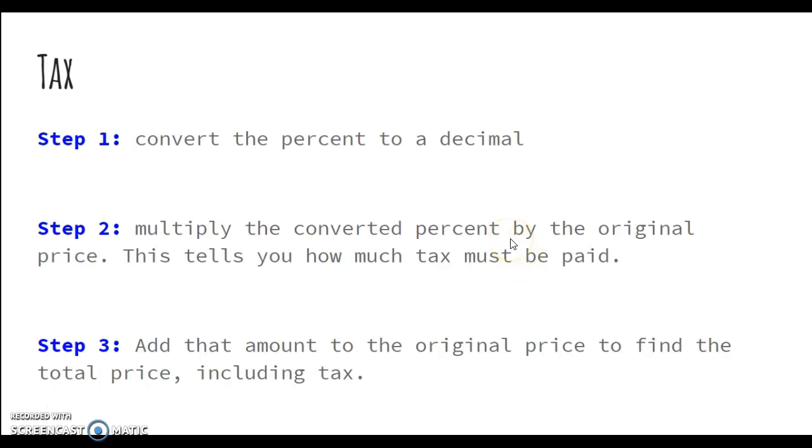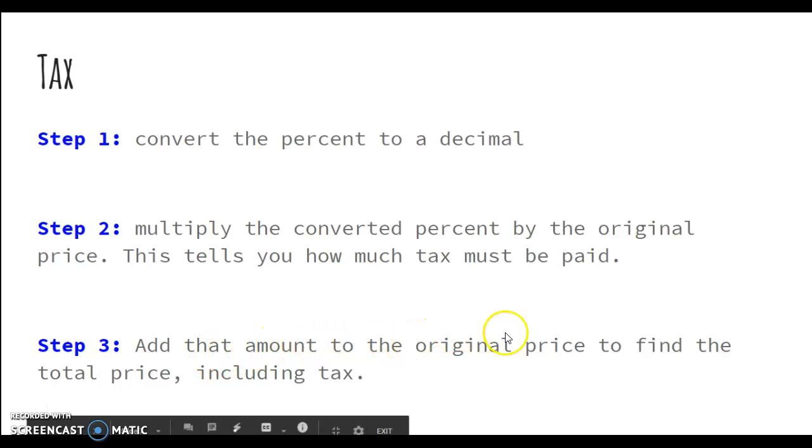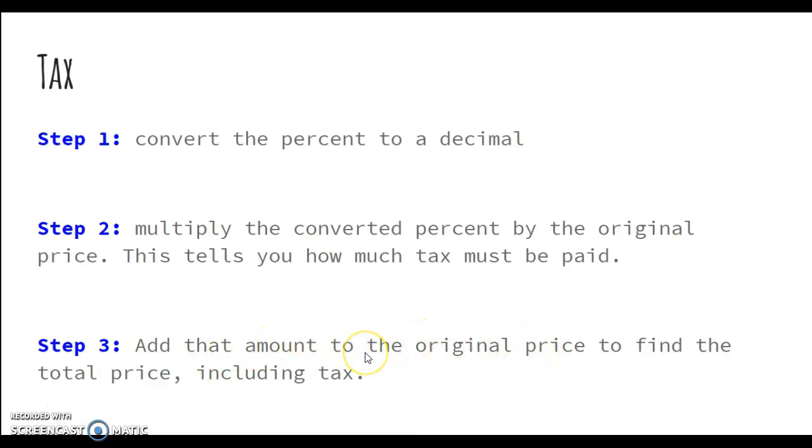So the first step in calculating tax, as with markup and discount, is to convert the percent to a decimal by moving the decimal point to the left 2 spots, and then multiply the converted percent by the original price. This tells you how much tax must be paid. And then the third step is you're going to add that amount to the original price to find out the total price including tax.